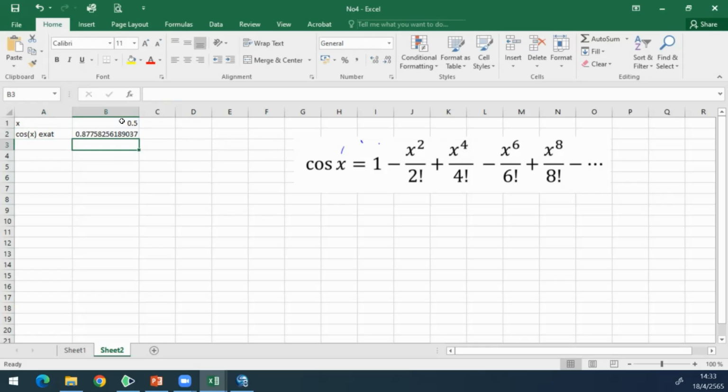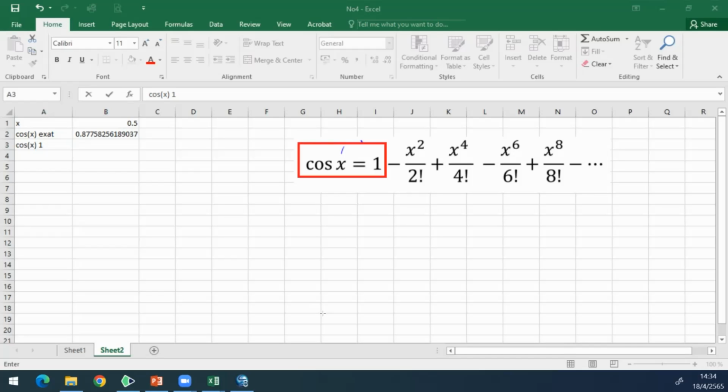Are you all right? But if we approximate cosine x with only the first term, which represents 1, it means we approximate with just one term. What does it mean? It means that you have just one term. So cosine x is equal to what? For this case, cosine x becomes 1, right? Are you all right? Okay.